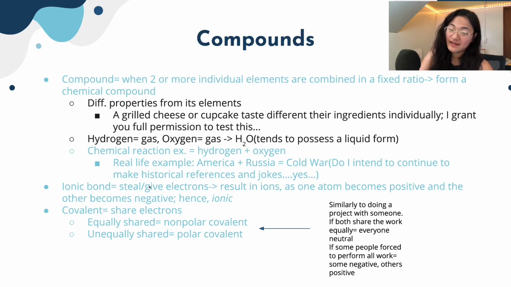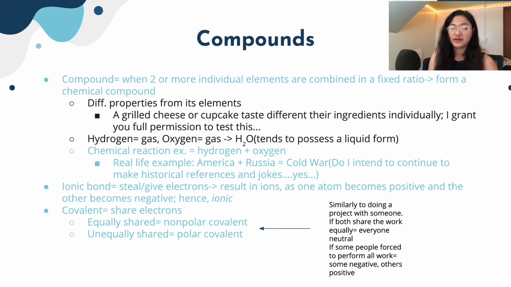Ionic bonds steal and give electrons, which result in ions because one atom becomes positive and the other becomes negative. In that bond, they don't really share. They kind of just steal and give back and forth. Hence ionic. And then we have covalent bonds, which are in compounds, as are ionic bonds, that hold things together.